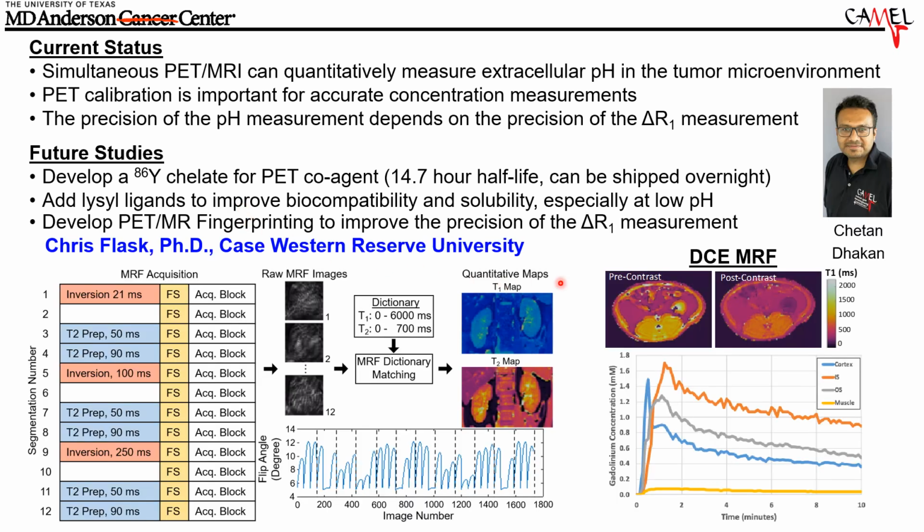And then finally, I'm excited that we're now converting to performing MR fingerprinting rather than MRI. So we'll be doing PET MRF to improve upon the accuracy and precision of the T1 measurements so that we can get a more accurate pH value at lower concentration of contrast agent.